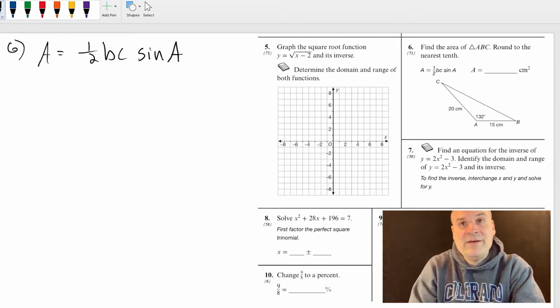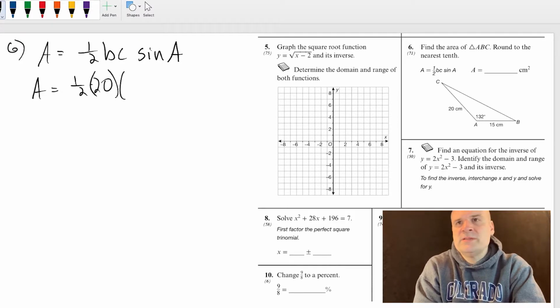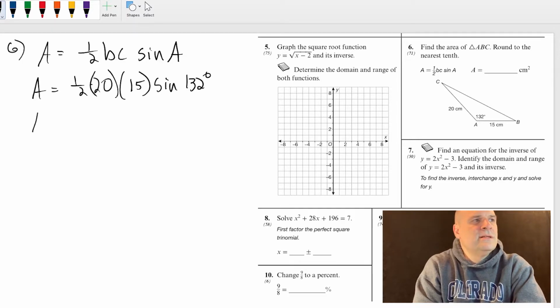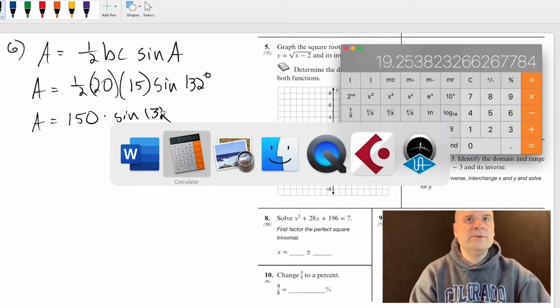All right, we have all that stuff. So 1/2 B, remember, is right across from angle B, so it's 20. And then C is across from angle C, which is 15. And then the sine of A is just 132 degrees. So let's simplify that. That's 300. Half of 300 is 150 times the sine of 132. Well, let's look at the sine of 132, shall we?